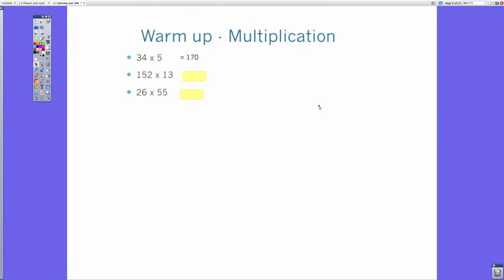So for the next question, we've got 152 multiplied by 13. You're going to do the same method. So you're going to split it up in hundreds, tens and units for both numbers. Okay, and the answer is 1,976. For the next one, you're going to set it out the same. When you're ready, press play. You get 1,430.